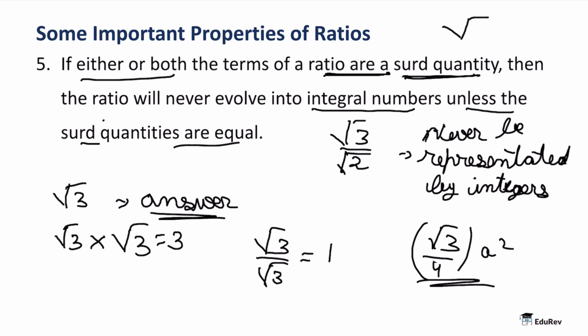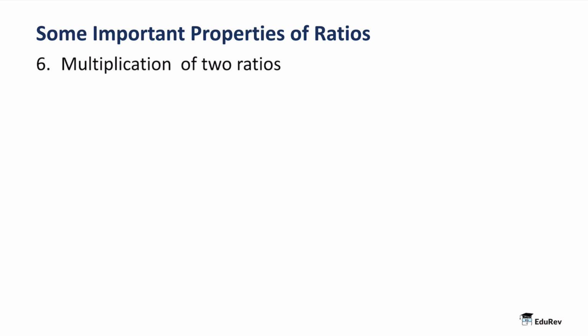Great. Now let's move on to the sixth property. The sixth property is talking about the multiplication of ratios. It is very simple, and I'm sure all of you already know about it, but it is important to brush up on all of this before we go on to solve more questions of ratio and proportion.